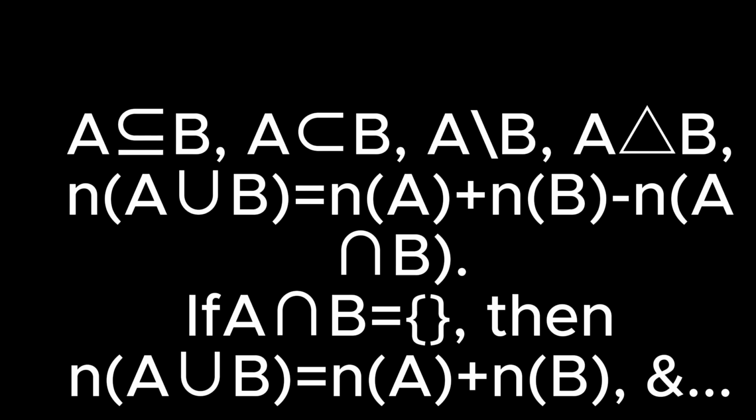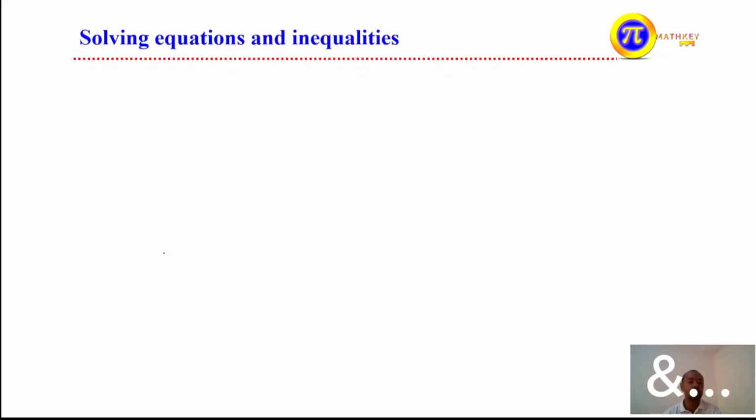In our last lesson we discussed set, subset, proper subset, A minus B, the symmetric difference with B. The number of A union B equals the number of A plus the number of B minus the number of A intersection B. If their intersection is the empty set, then the number of A union B equals the number of A plus the number of B, and so on. Today we are going to deal with solving equations and inequalities.